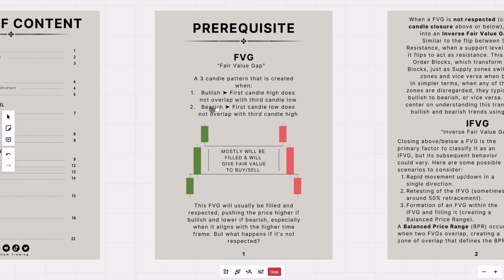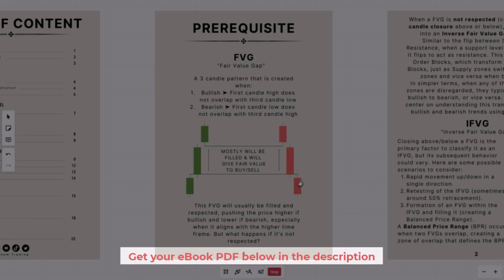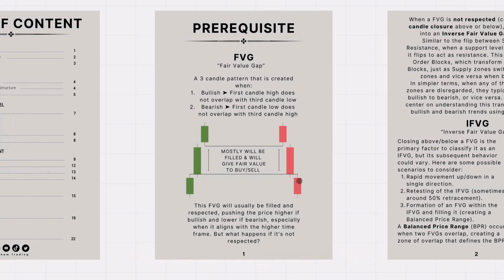A bearish fair value gap is also a 3-candle pattern, and it is when the low of the first candle is not overlapping with the high of the third candle. If you're already familiar with those concepts, then you can skip to the next chapter. But if you're not, let me teach you what a fair value gap is. And if you're also not familiar with the liquidity concepts, then I do have a video about all of the ICT basics all together. You can watch that video.